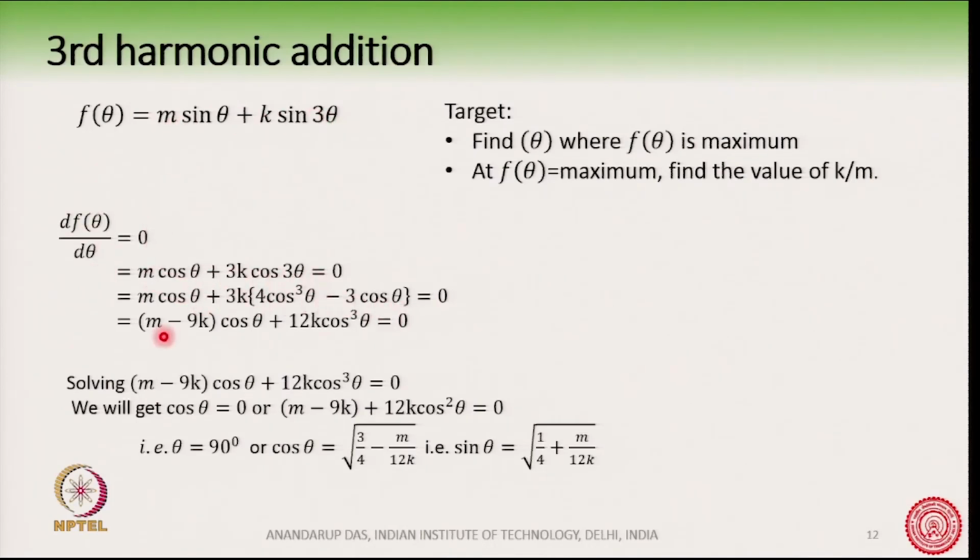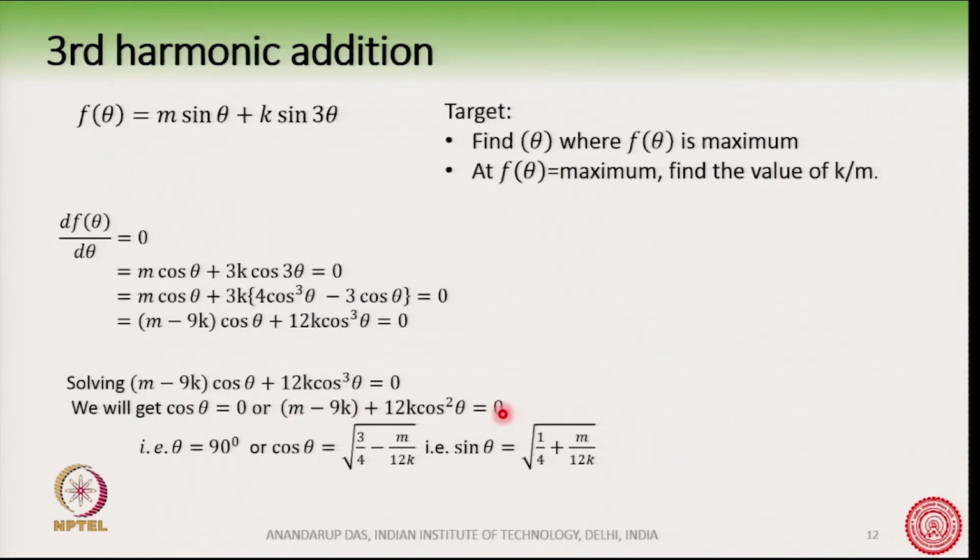and differentiate this expression, which is shown in some few steps, we come to this equation here: m minus n k cos theta plus 12 k cos cube theta. If I equate this to 0 and solve it, we will get cos theta equal to 0 or m minus n k plus 12 k cos square theta equal to 0.